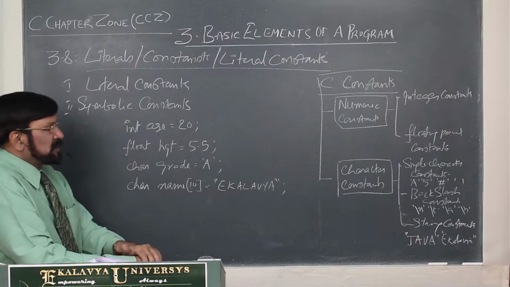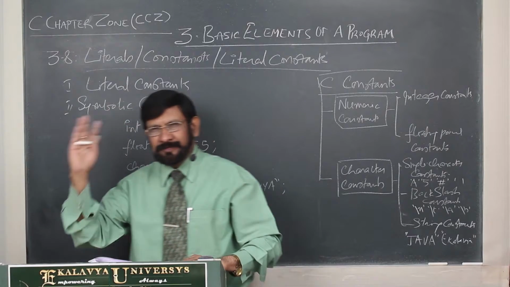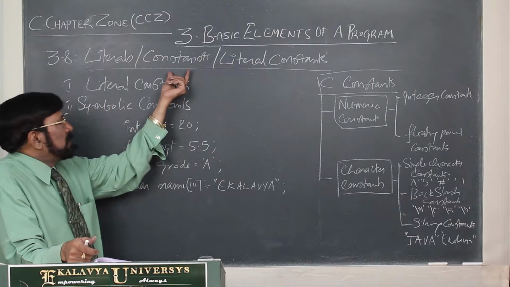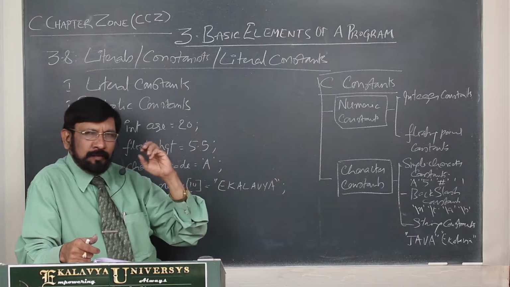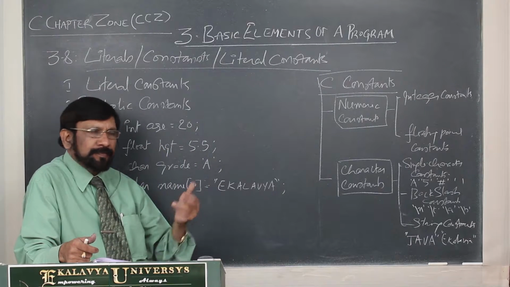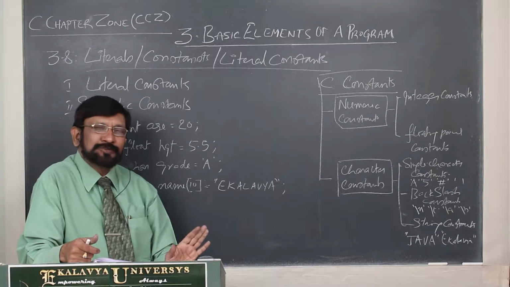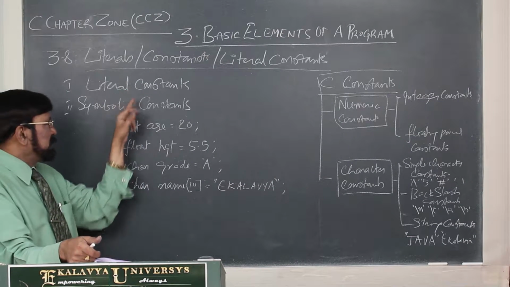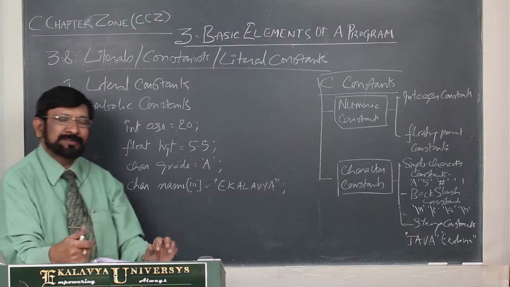Why are they called constants? Because they always represent a fixed value. In that sense, those are called constants. And for more clarity and simplicity, literal constants is the best usage. Okay, all these constants can be divided into two groups: literal constants and symbolic constants.